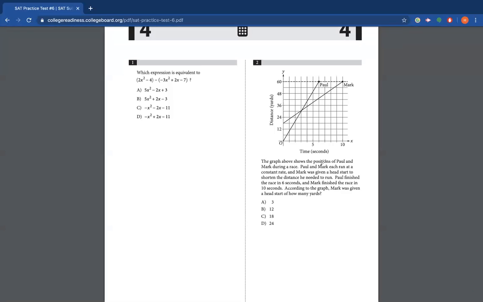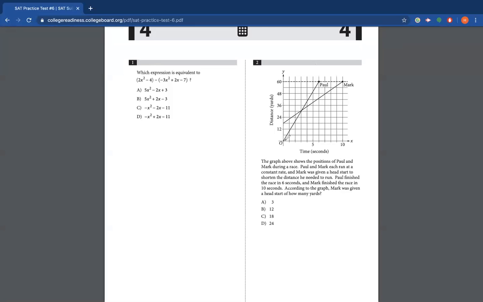The graph above shows the positions of Paul and Mark during a race. Paul and Mark each ran at a constant rate. Mark was given a head start to shorten the distance he needed to run. Paul finished the race in 6 seconds. Mark finished the race in 10 seconds. According to the graph, Mark was given a head start of, we could see here.